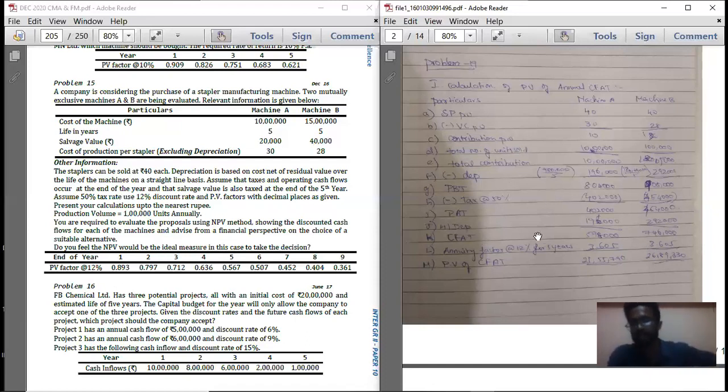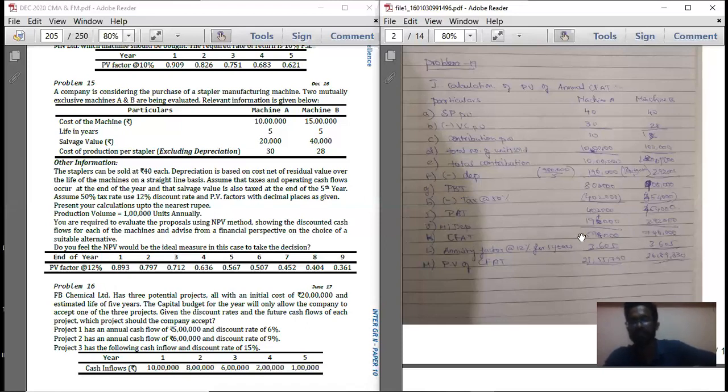When there is the same CFAT for all the 5 years, you can multiply it with the annuity factor at the given rate, 12% for 5 years, so that you will get the present value of CFAT. If the CFATs are different, then you get the present value by the normal NPV method. That is, you prepare a tabular column and multiply the CFAT with the present value factor. Whereas when CFAT is the same for all 5 years, you can directly multiply it with the annuity factor at the given percentage for the number of years, so that you get the present value of cash inflow directly.